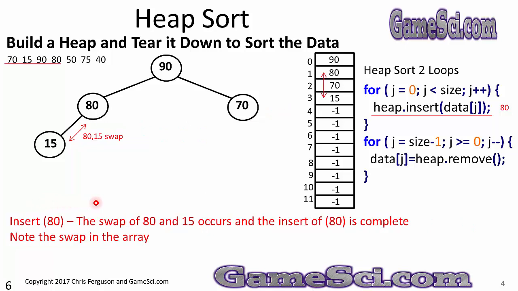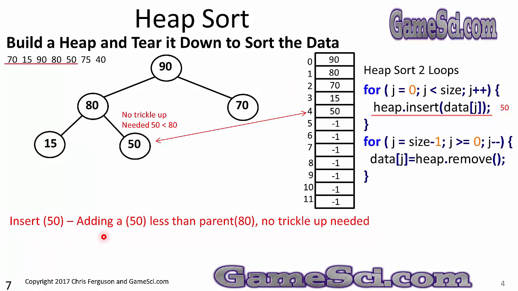Continuing the insert of 80, the swap of 80 and 15 occurs, and the insert of 80 is now complete. Note the swap in the array. 15 and 80 just swapped positions in the array. 80 was higher priority than 15. It has to trickle up.